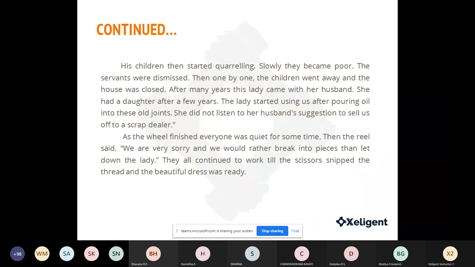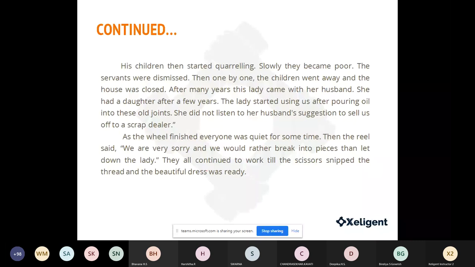His children then started quarreling. Slowly they became poor. The servants were dismissed. Then one by one the children went away and the house was closed. After many years, this lady came with her husband. She had a daughter after a few years.